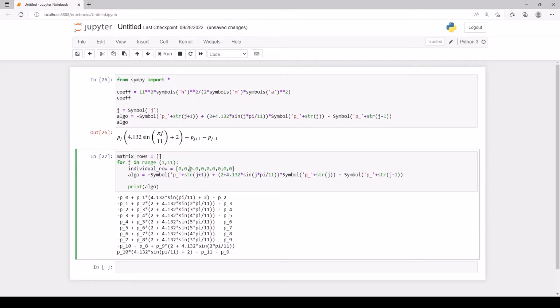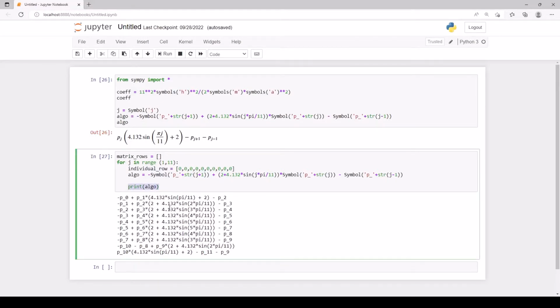It's going to have negative 1 for the third term. Everything else is going to be 0. Then we move on to the third row, which is going to be for the second, third, and the fourth elements, and so on. So what we're basically trying to do, in this for loop, is add each of these coefficients into the individual row and then add that as a list into matrix rows, with the exception that P0 and P11 both have to equal 0. These we don't care about, basically. We don't add them into our matrix.